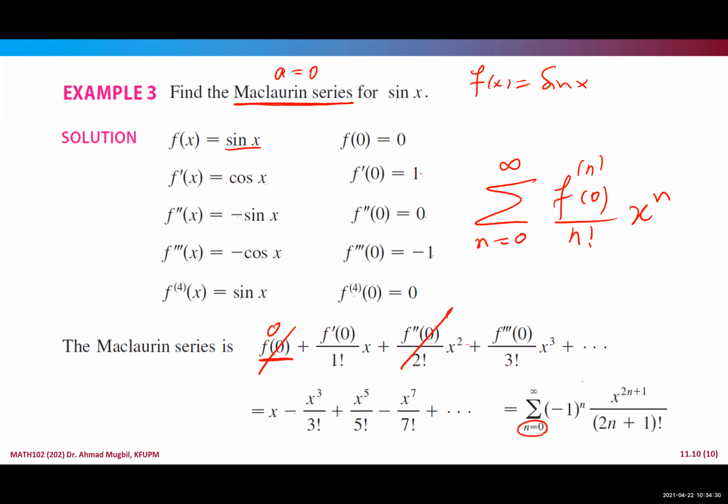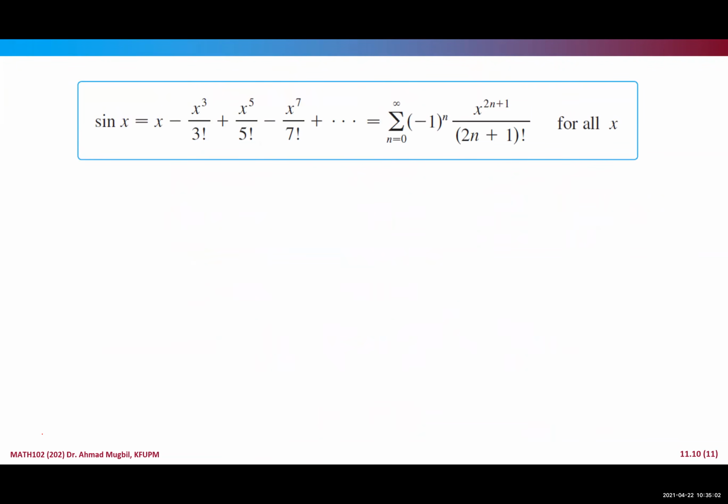Now what you notice here is that you have 3 factorial, 5 factorial, 7 factorial. Here, by the way, you have 1 factorial. They are odd numbers, so you can represent the odd numbers by 2n plus 1 factorial. Also the powers are 1, 3, 5, 7. All the even powers have been cancelled because they are equal to 0. So this is 2n plus 1. Now you can use the ratio test also to find out that this is convergent for all x. So we have now a representation for sine x as a power series for all x.